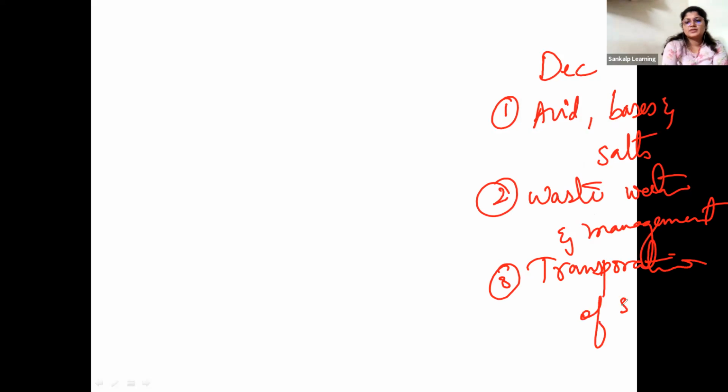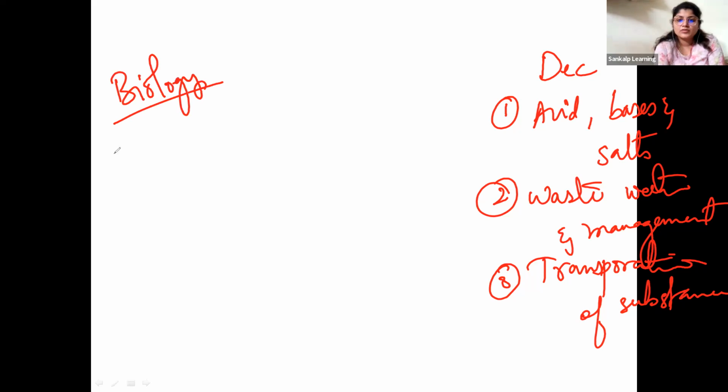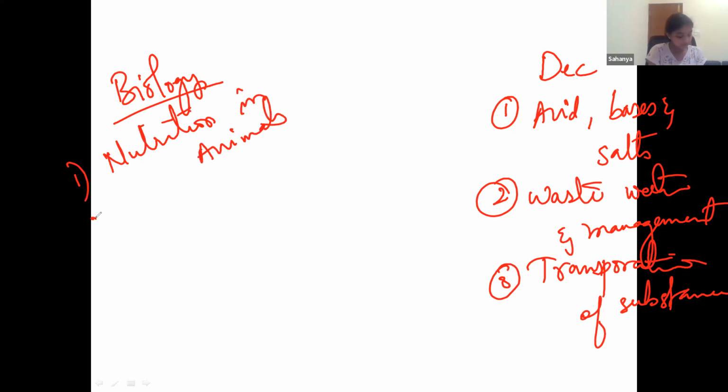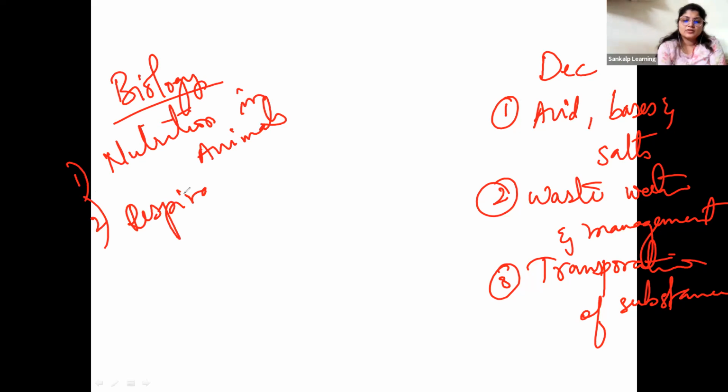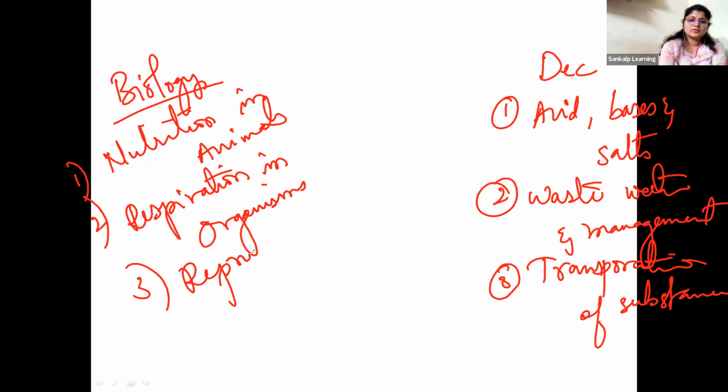Transportation of substances. Even climate and adaptation, but I thought that was biology. Which one? Climate and adaptation. Now, which is there for biology? We have nutrition in animals, respiration in organisms, reproduction in plants. Like these many chapters were there.